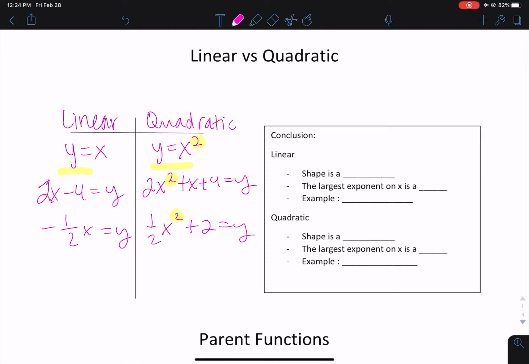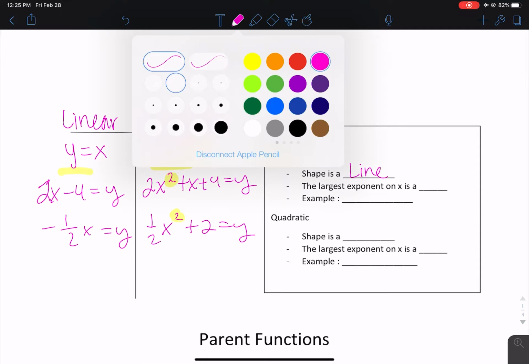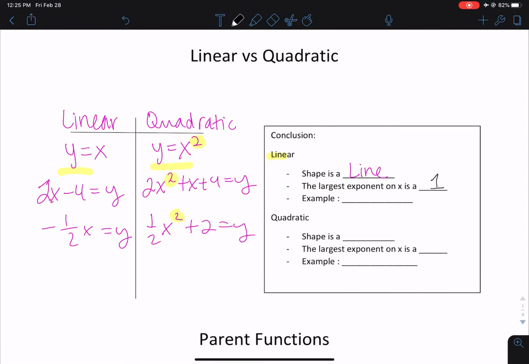So a linear makes the shape of a line, obviously. It has the word line in the name. The highest exponent that it has is a 1 on the x, so that's important. So notice here in the first one, y equals x. We don't ever write to the power of 1 for a variable. We just know that there's a 1 there. So an example of a linear is y equals 0.5x plus 2, okay?